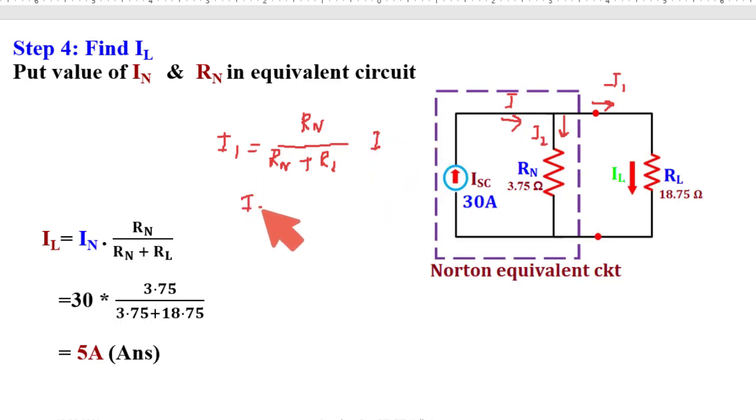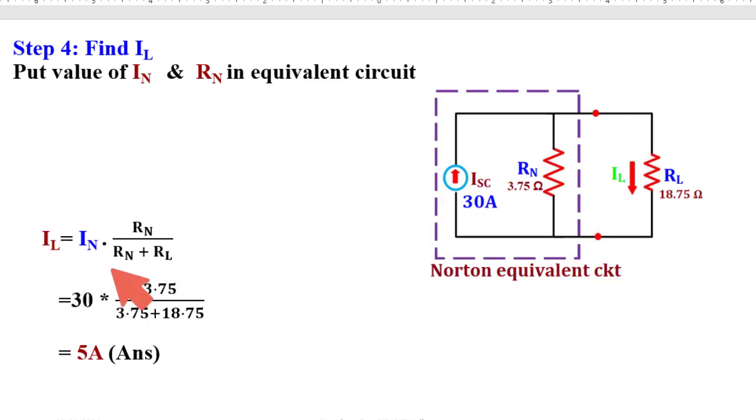Similarly, what will be I2? I2 is equal to other path resistance, this is RL, divided by summation of these two resistances, RL plus RN, multiplied by main current. So using this formula, I am finding out the value of IL. Here opposite path resistance, this is 3.75 ohm, divided by 18.75 plus 3.75, multiplied by main current which is 30 ampere. So ultimately IL is equal to 5 ampere. So this is the final answer.